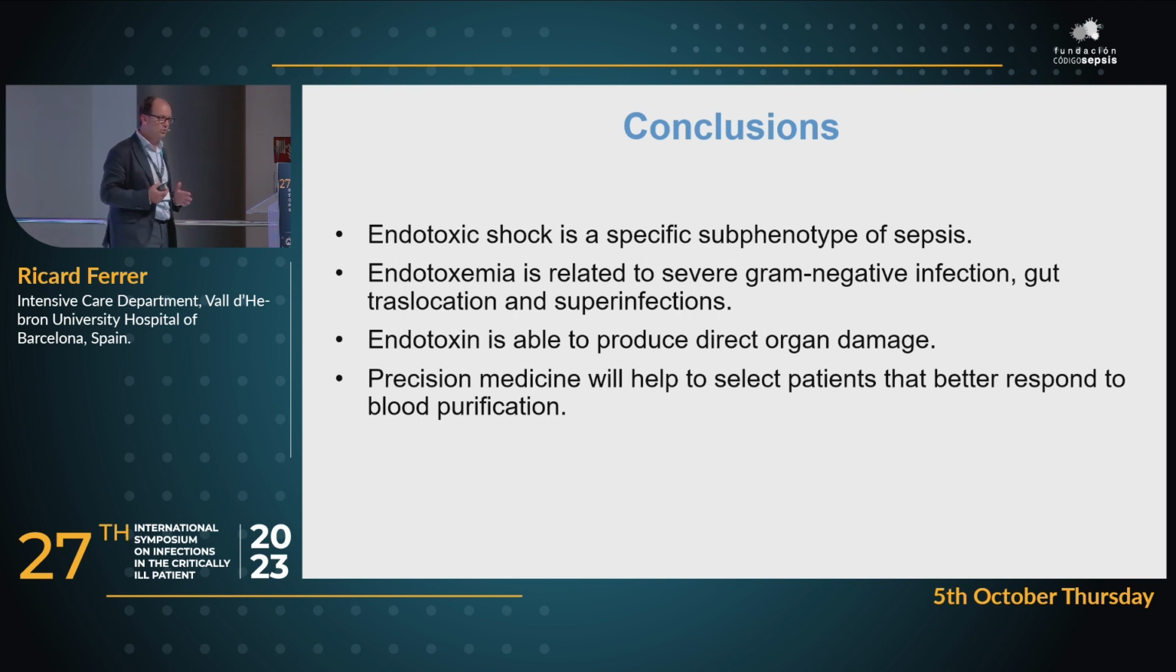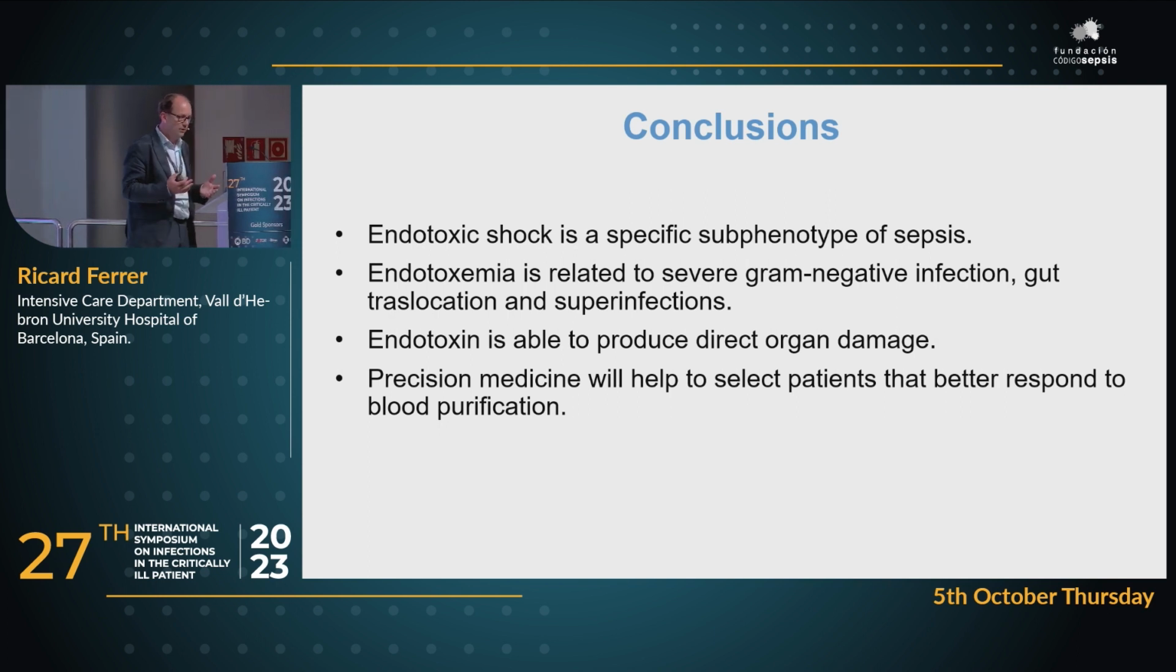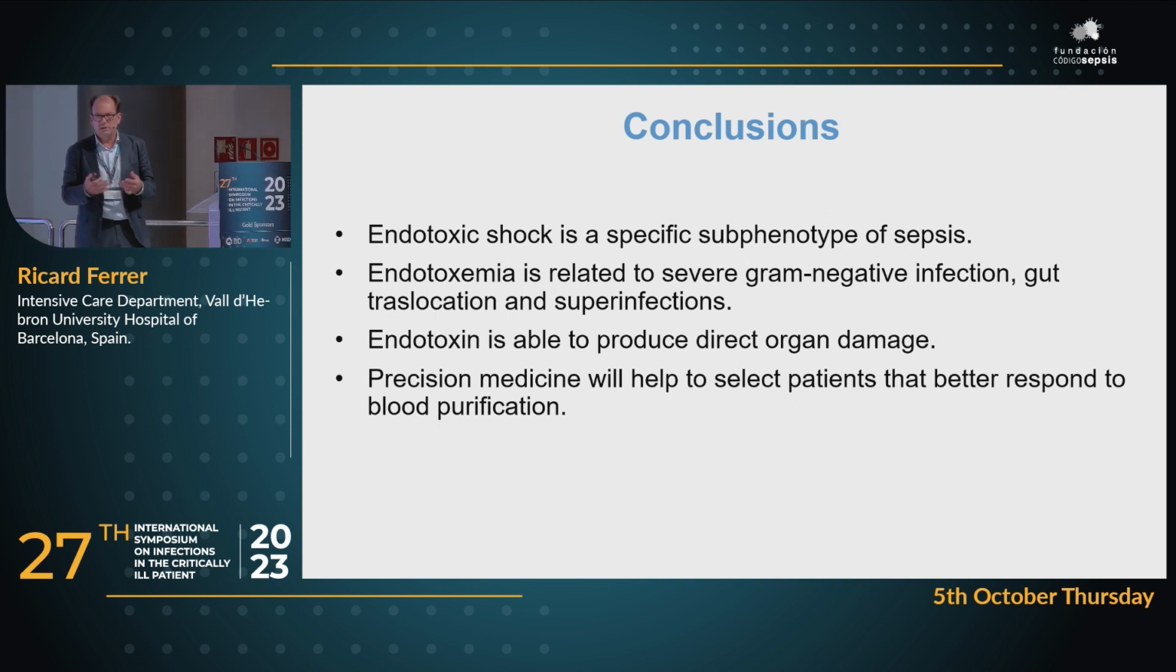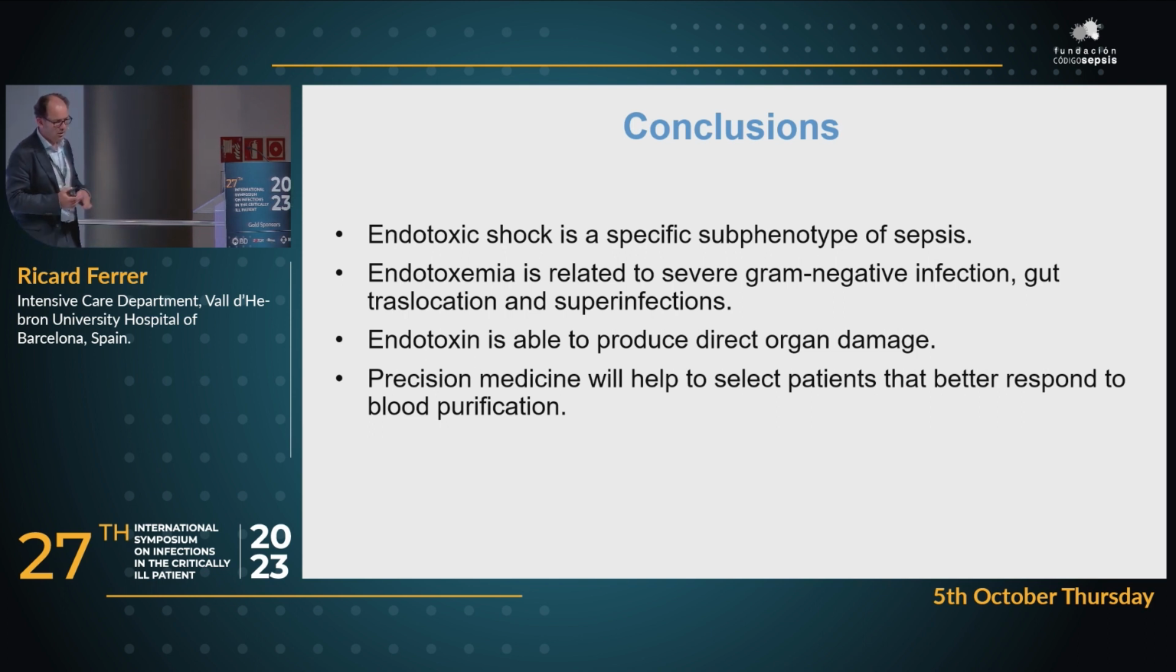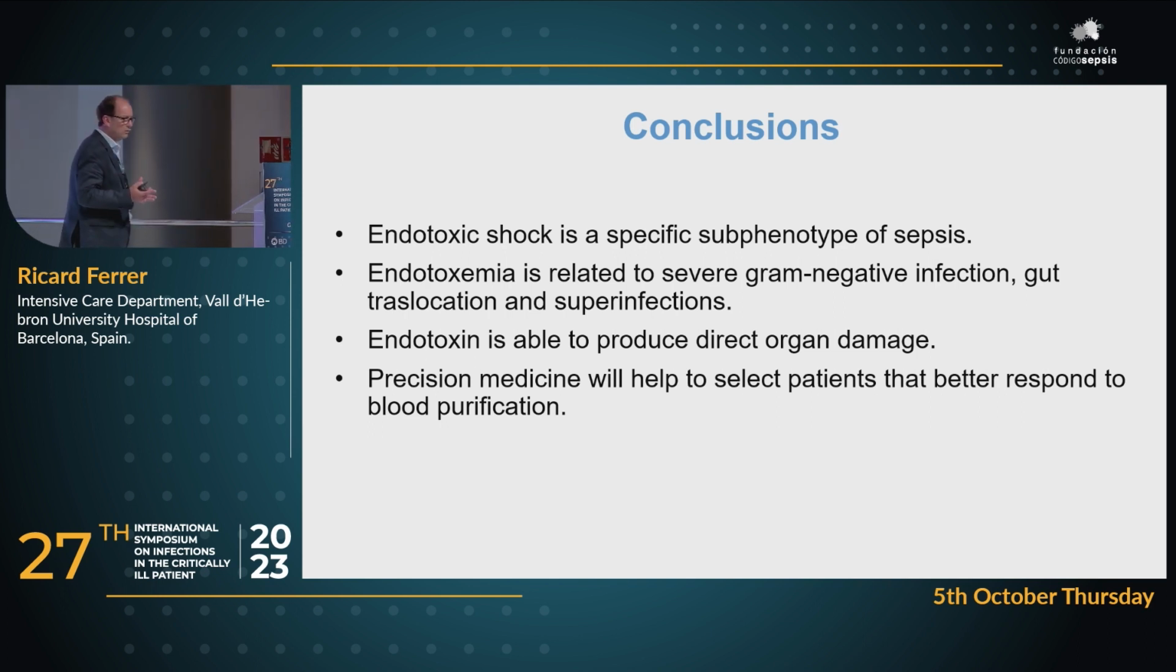So the conclusion is that maybe we can consider endotoxic shock as a subphenotype of patients with sepsis. It's a subphenotype that has a treatable trait. You can measure levels of endotoxin, and you can decide that you want to remove endotoxin in those patients. Of course, especially in those patients that are not responding to initial therapy. And this is, again, a type of diagnostic approach of precision medicine in this setting.